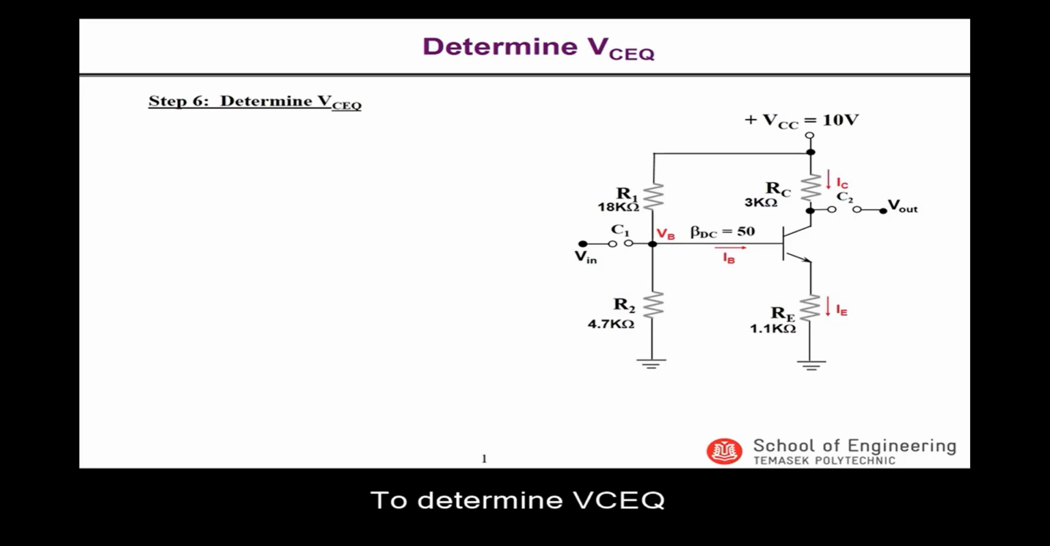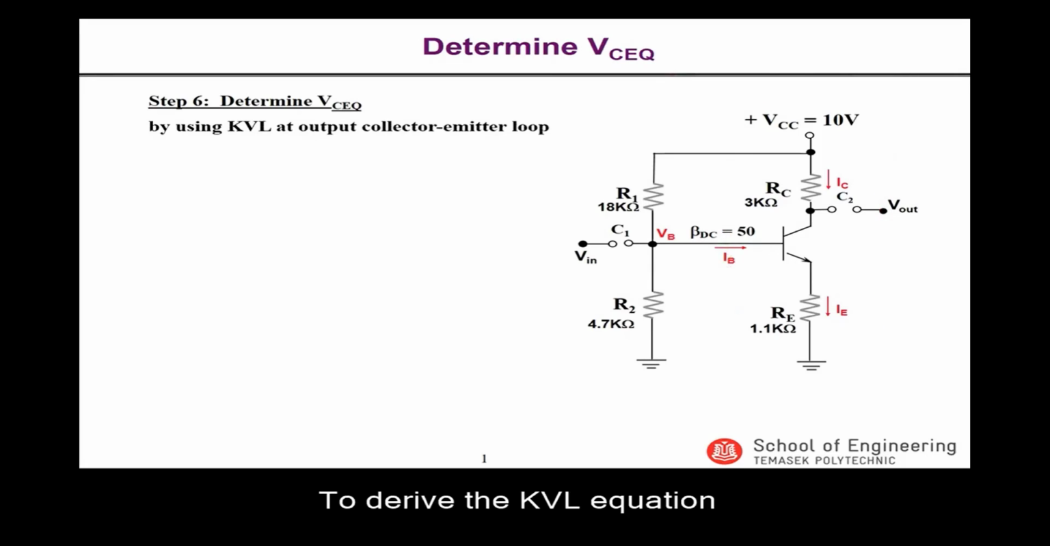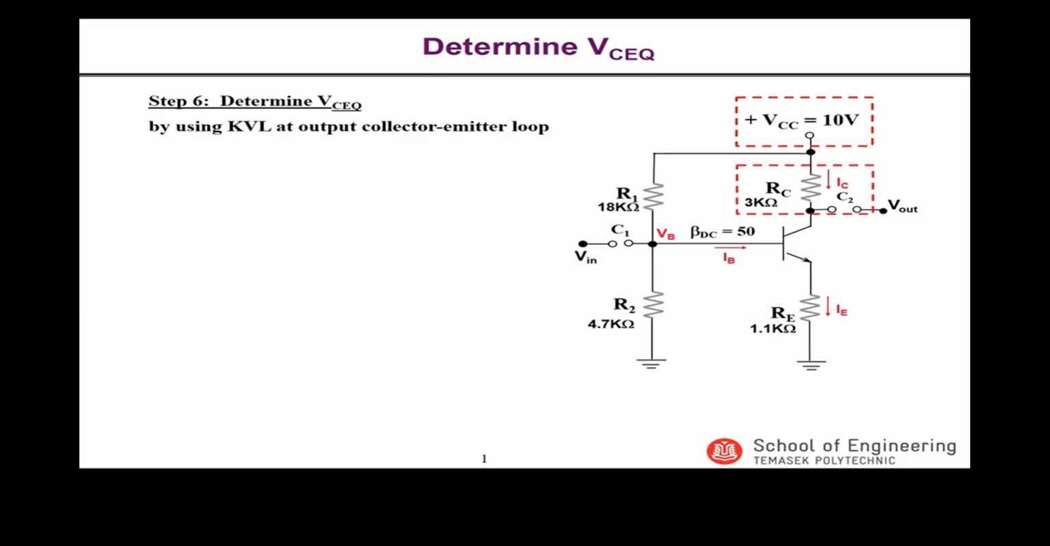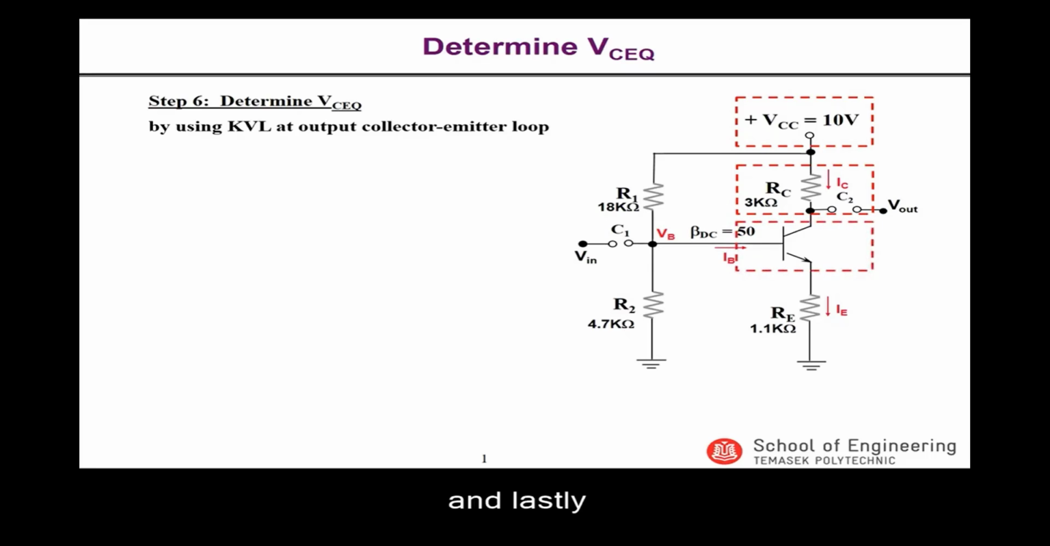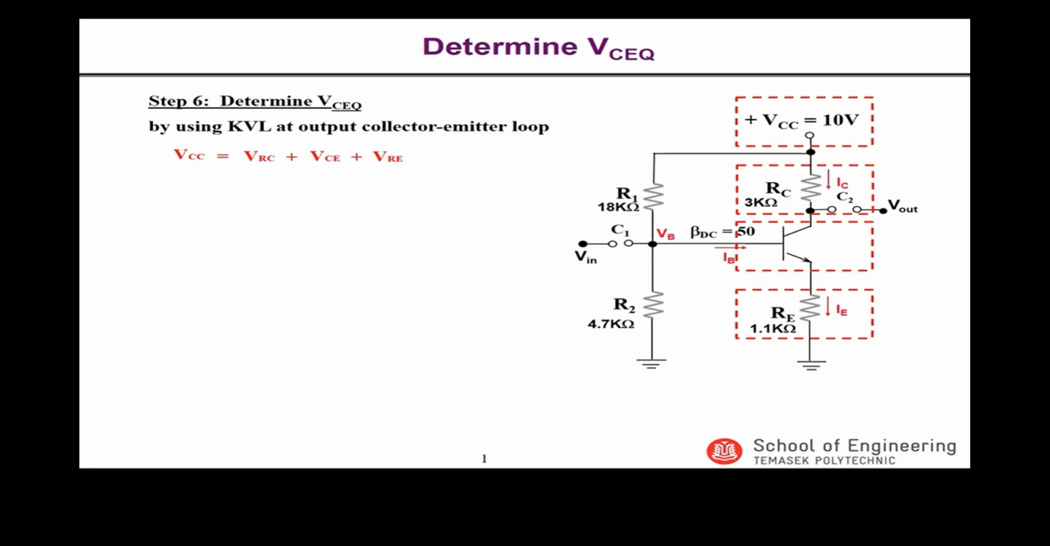To determine VCQ, we use Kirchhoff's voltage law or KVL at the output collector emitter loop. To derive the KVL equation at the output collector emitter loop, we observe that the voltage supply VCC supplies voltage to 3 parts, namely voltage across the collector resistor RC, voltage across the collector and emitter terminals VCE, and lastly to the emitter resistor RE. Hence, VCC is equal to the sum of these 3 voltages along the collector emitter loop.